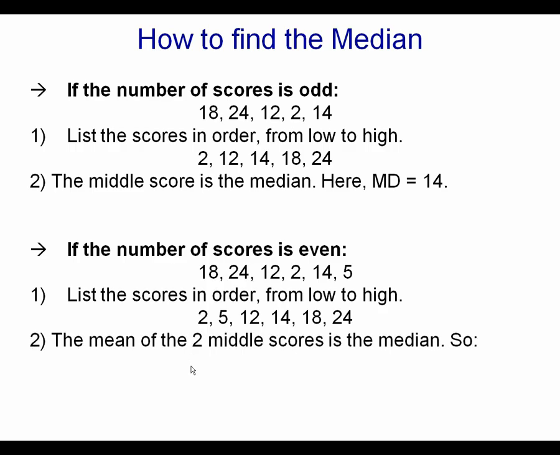We take the mean of the 2 middle scores. So the 2 middle scores are 12 and 14. They each have 2 on either side of them. So we add up 12 and 14. It's 26. We divide that by 2, and we get a median of 13. MD equals 12 plus 14, which equals 26, divided by 2 equals 13. Pretty easy, huh?